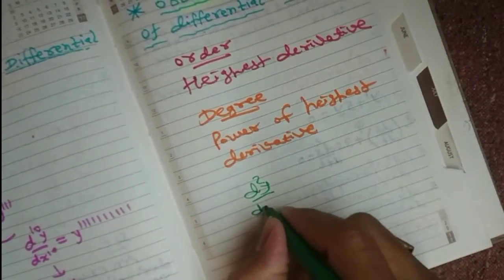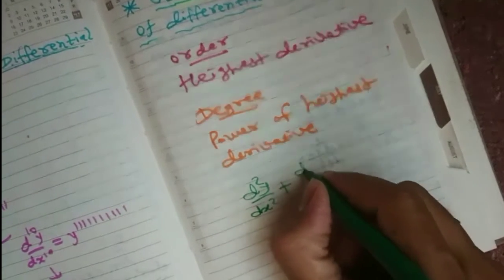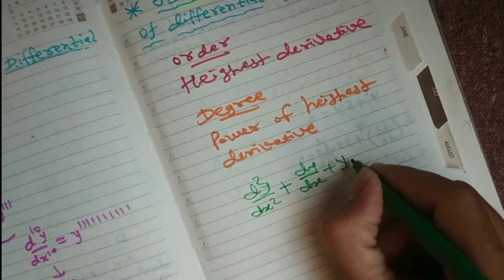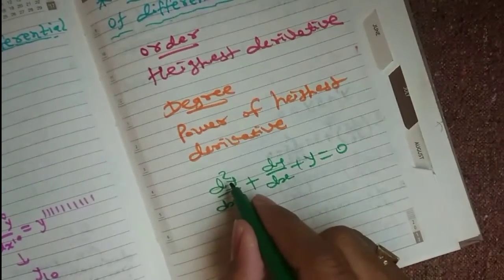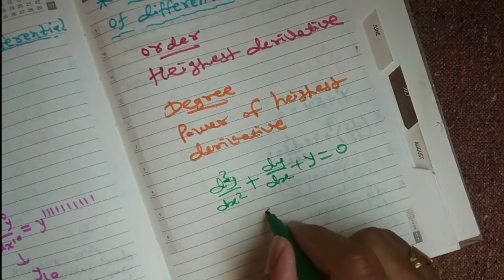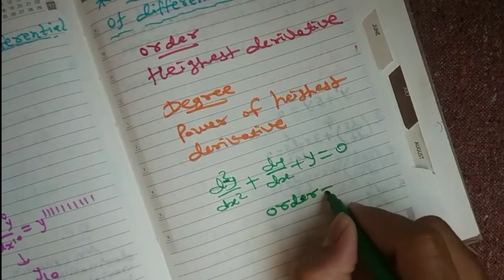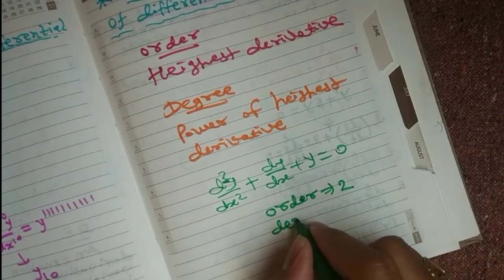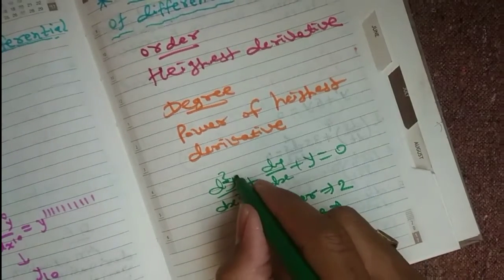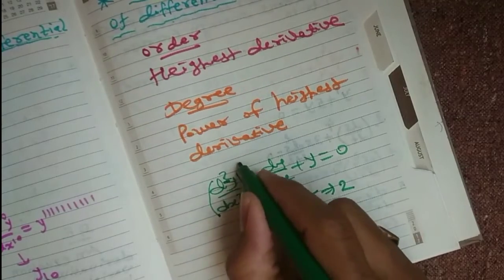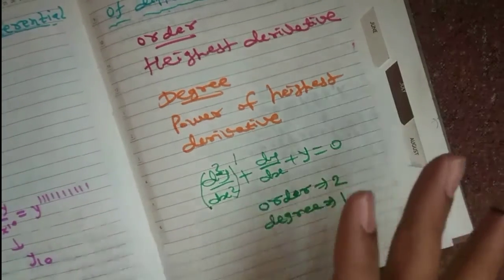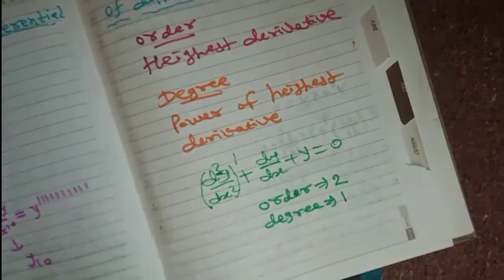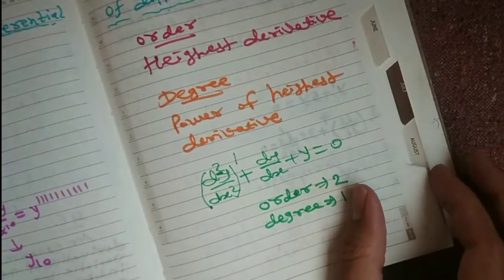d square y by dx square plus dy by dx plus y equals 0. So what is the order of the differential equation? Here the highest derivative is 2, so the order is 2. And the degree is 1, because the power of the second order derivative is 1. One more thing we have to understand: the differential equation should be in polynomial form, otherwise the degree does not exist.